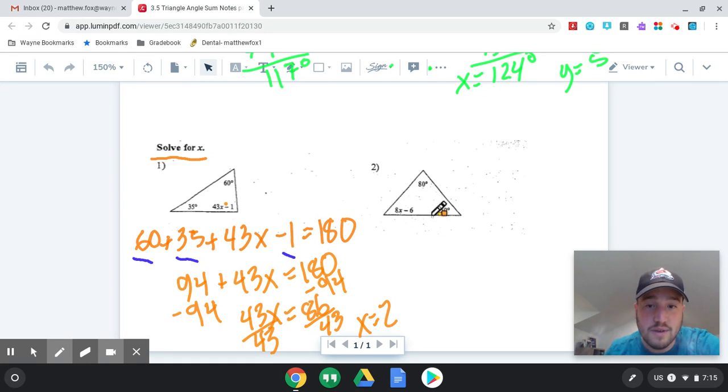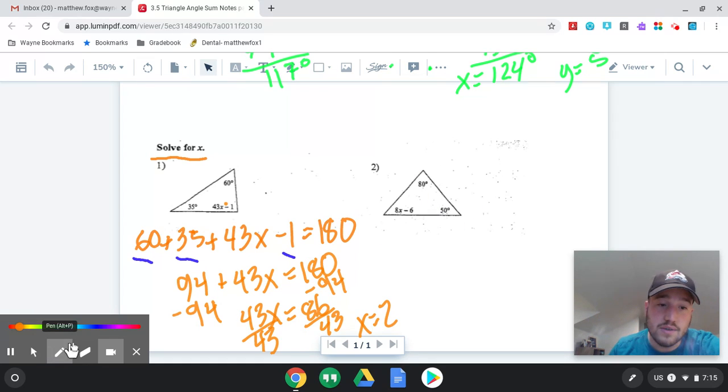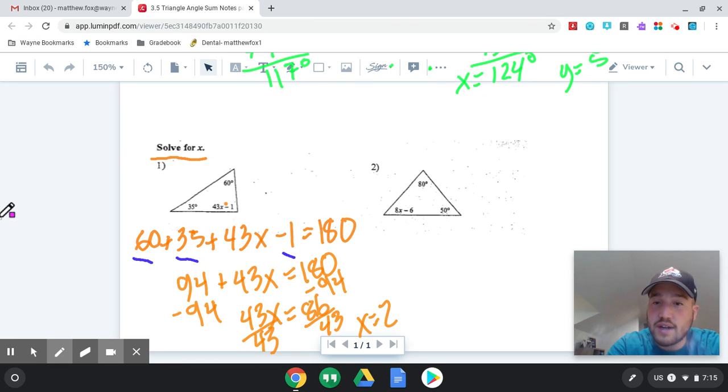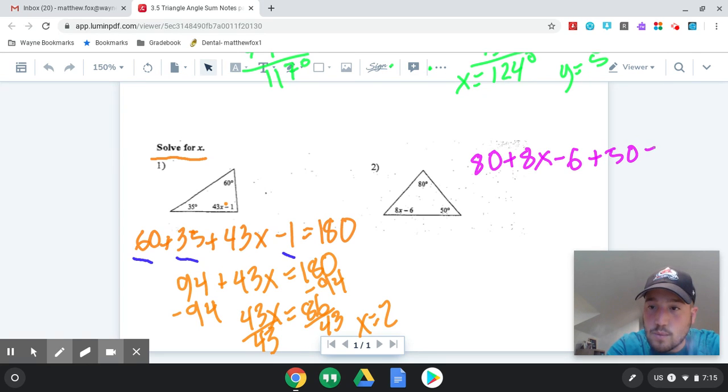So we look at the next one, same exact thing. We're going to try to solve it. This time I'll use a different color. Those three angles we know add up to 180. So we'll do 80 plus 8x minus 6 plus 50 equals 180.